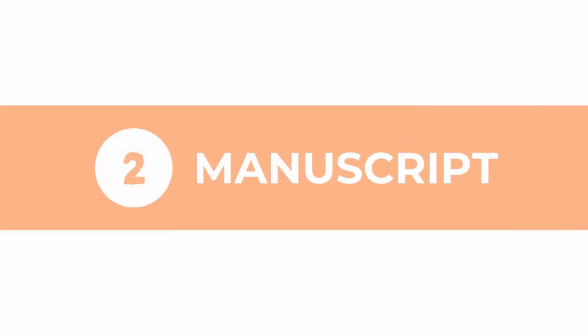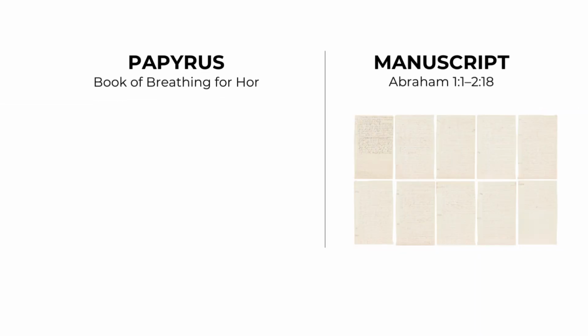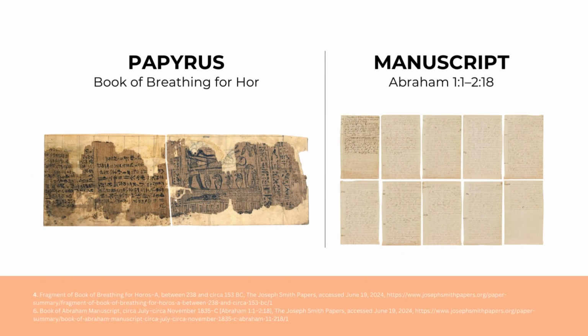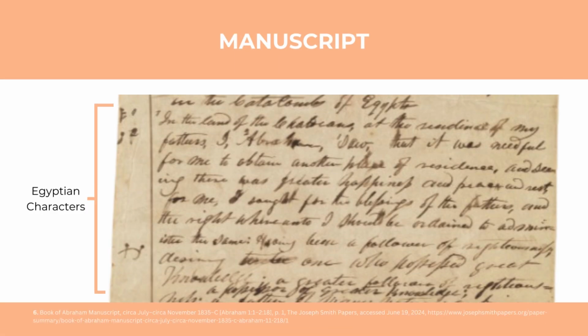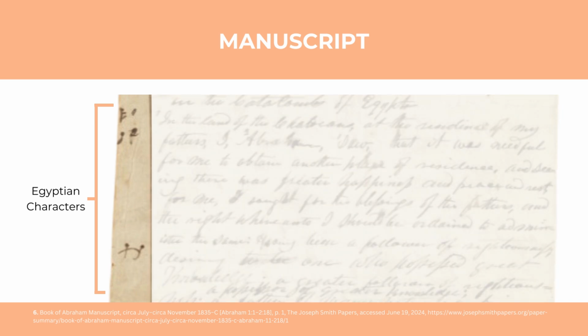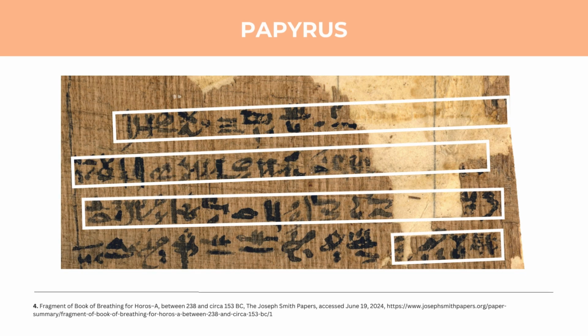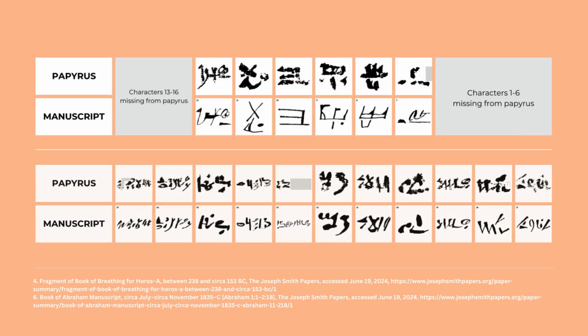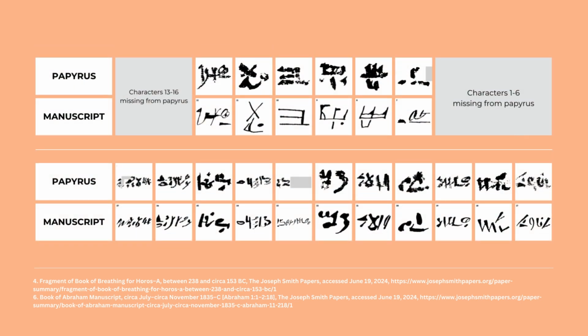More evidence comes from the manuscript for the book. The manuscript provides another direct connection to the Book of Breathings. The manuscript is made up of two columns, the left column containing Egyptian characters, and the right an English translation. If you look closer at the Book of Breathings, you will find these same characters in sequential order. Here is a comparison of the characters from the manuscript and the papyrus. Feel free to pause the video and review for yourself if you'd like.